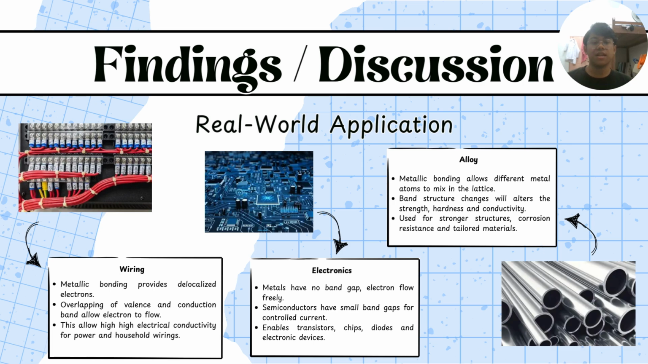And for the last one, which is alloys. In alloys, metallic bonding allows different metal atoms to meet in a lattice. When this happens, the bands start to change, which alters the strength, hardness, and conductivity. Alloys are mainly used for stronger structures, corrosion resistance, and tailored materials.